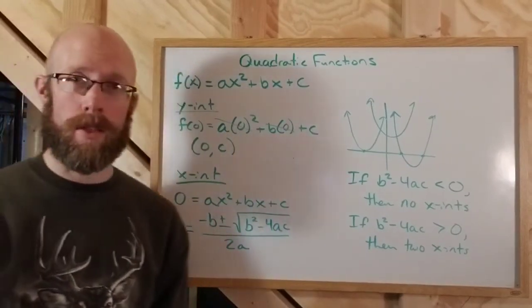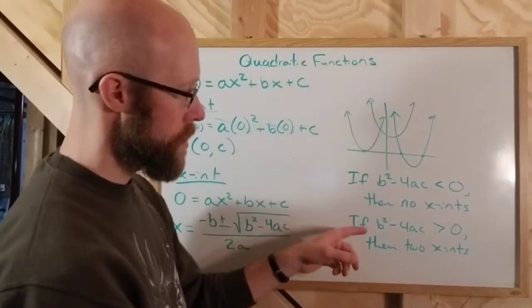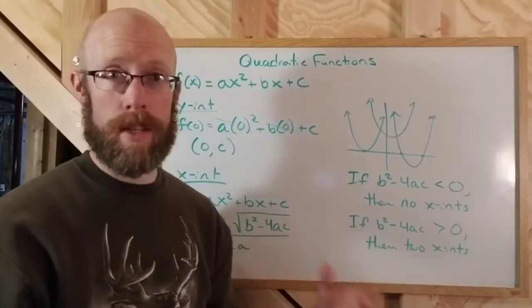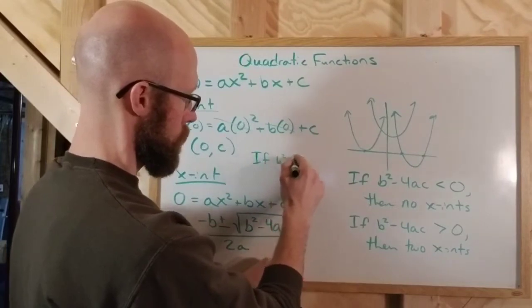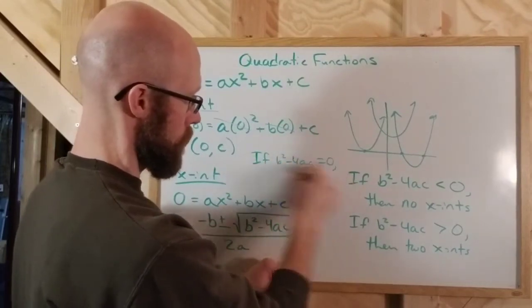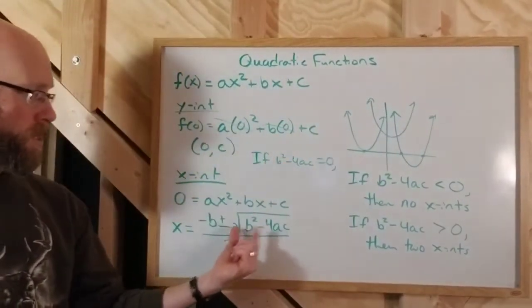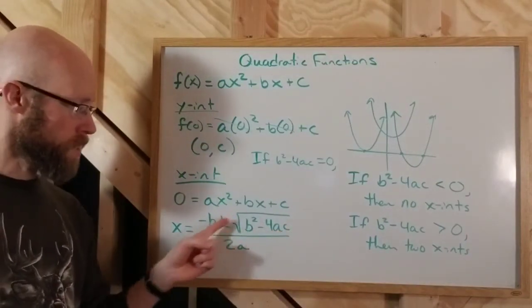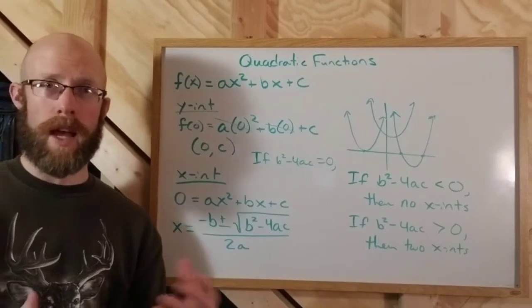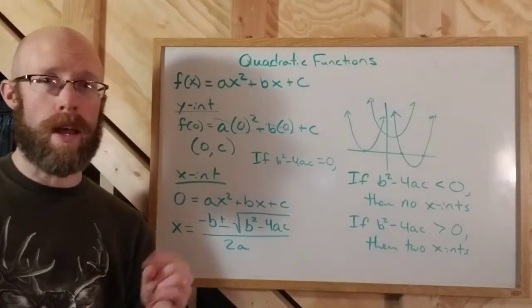Now there is a third option, and that is if the discriminant is equal to 0, if b squared minus 4ac equals 0. In that situation, the square root of 0 is 0, and so when you add 0 and subtract 0, you get the same answer. So you really get one x-intercept.